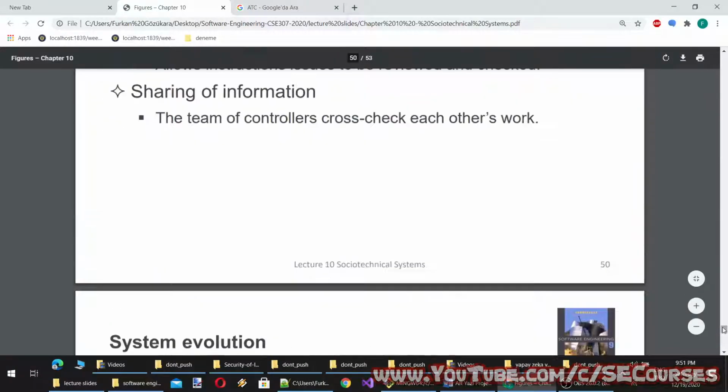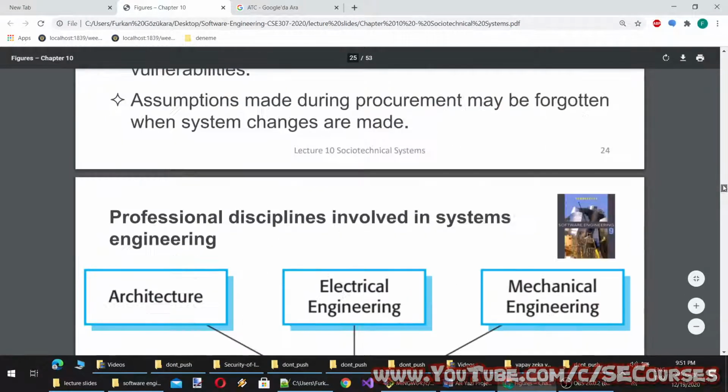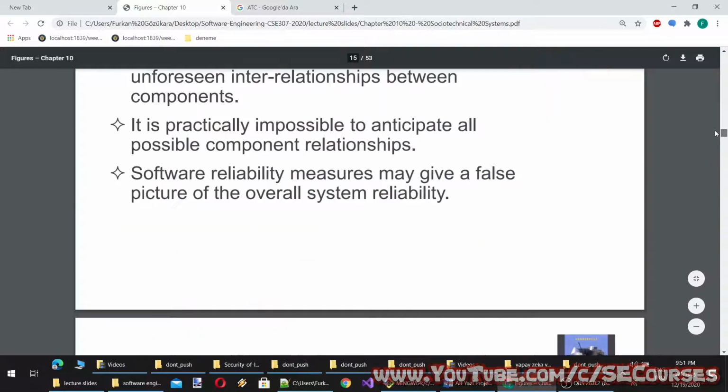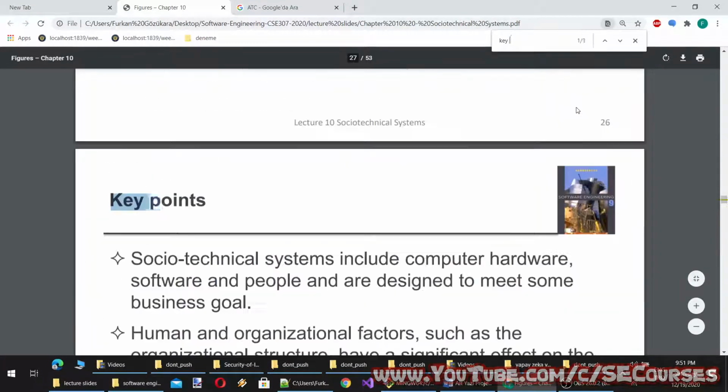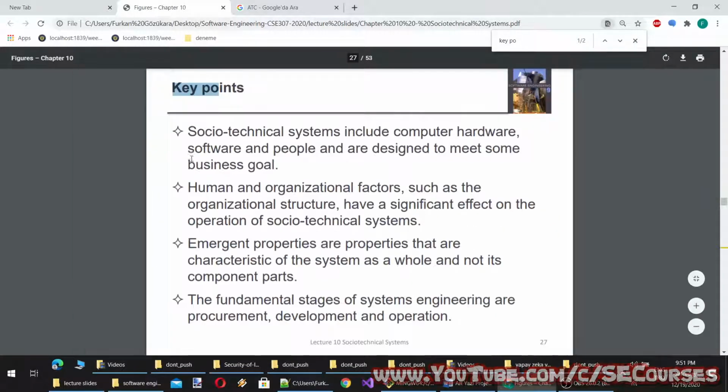Is there anything else that is important for this lecture? Let's read the key points of the first part again.